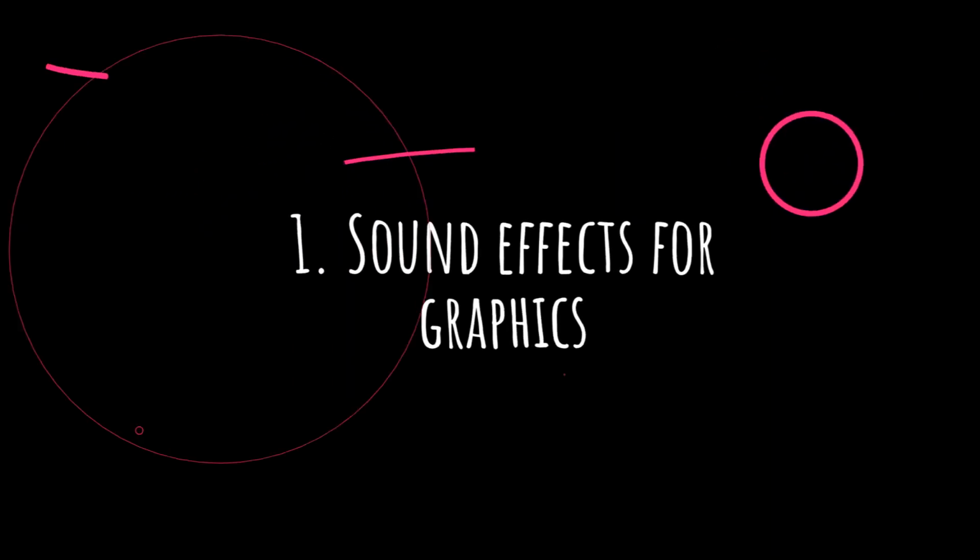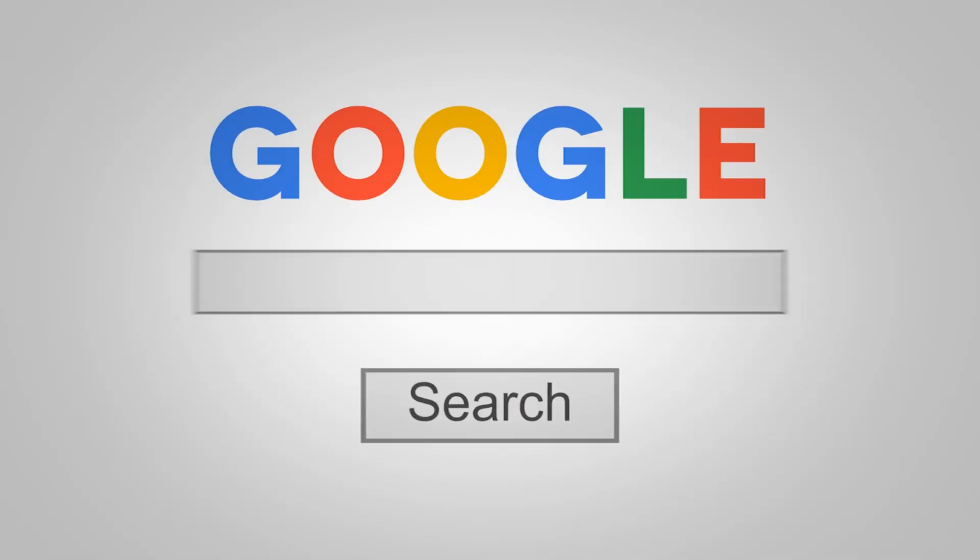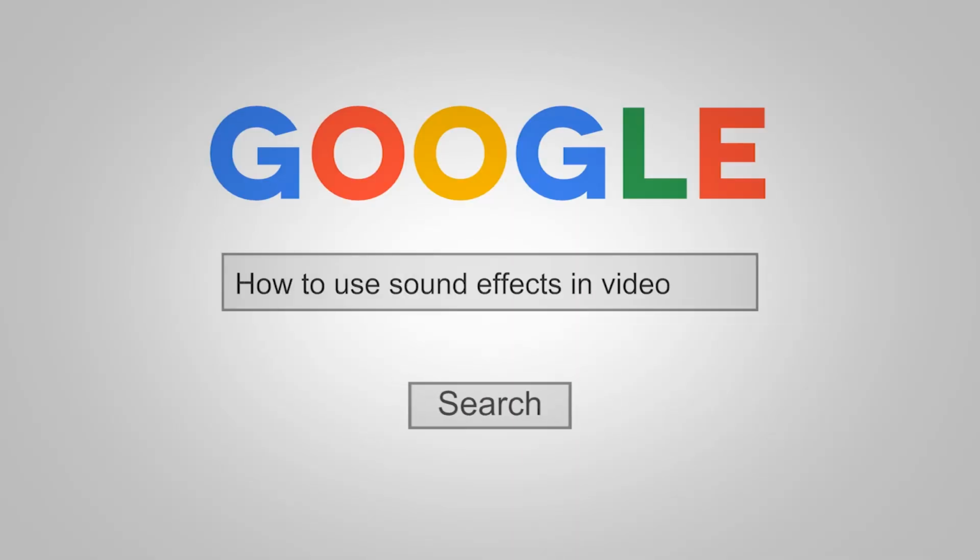So, what are some ways to incorporate sound effects for a talking head educational video like this one? The first way is to use sound effects as your graphics appear. I use this pop sound whenever new titles appear in my videos. Another graphic I sometimes use is this search box animation, and I add a typing sound effect underneath this for another layer of interest.